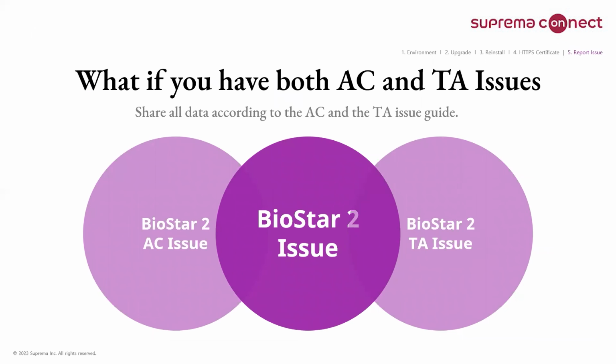What if your issue is running across AC and TA functions? Please refer to our AC and TA guides and explain the symptoms of the issue, extract how to reproduce it, extract data from each part and send it to us. The more detailed your explanation and the more data you provide when filing an issue, the faster Suprema can support you.